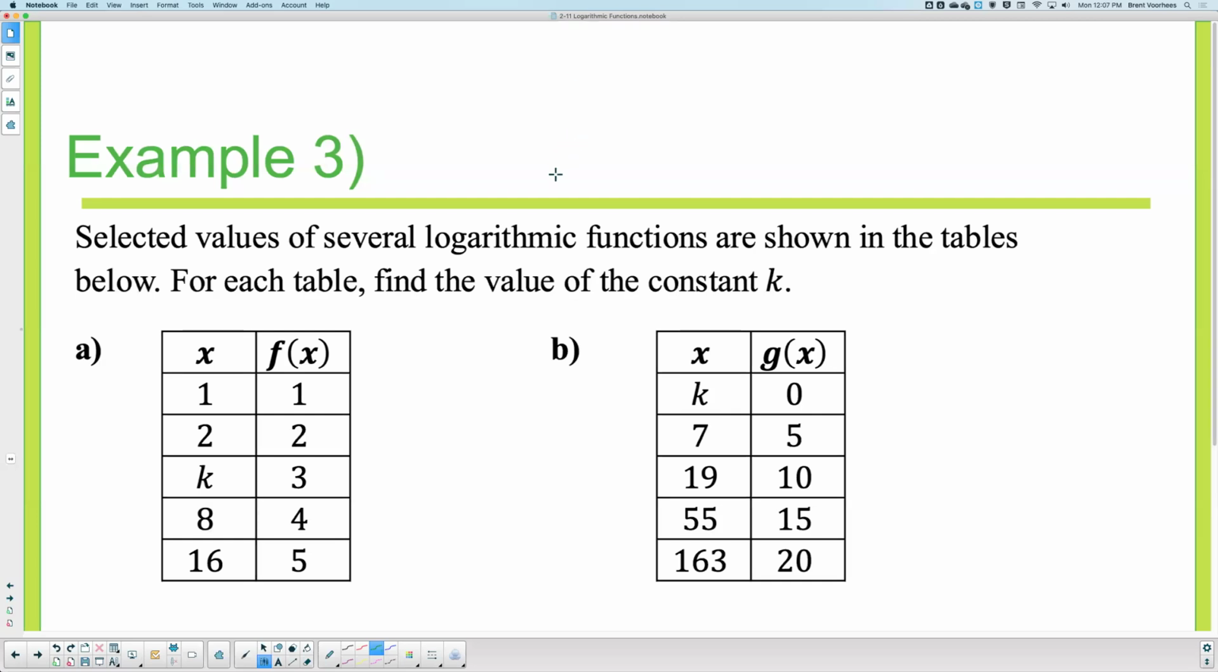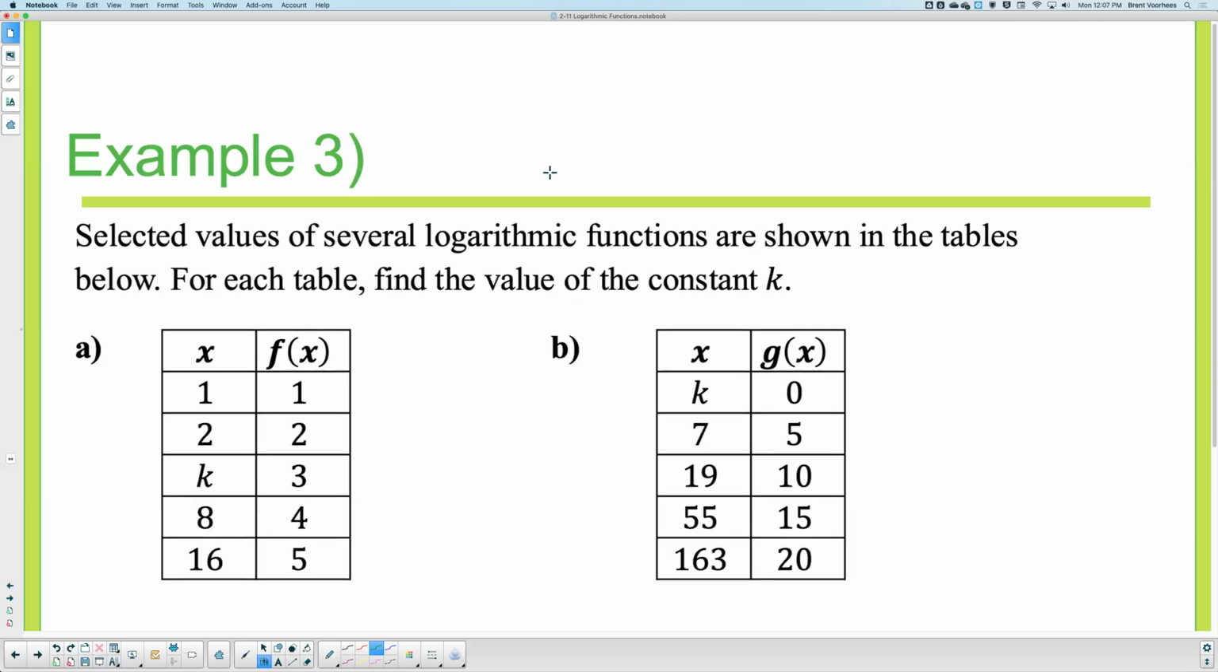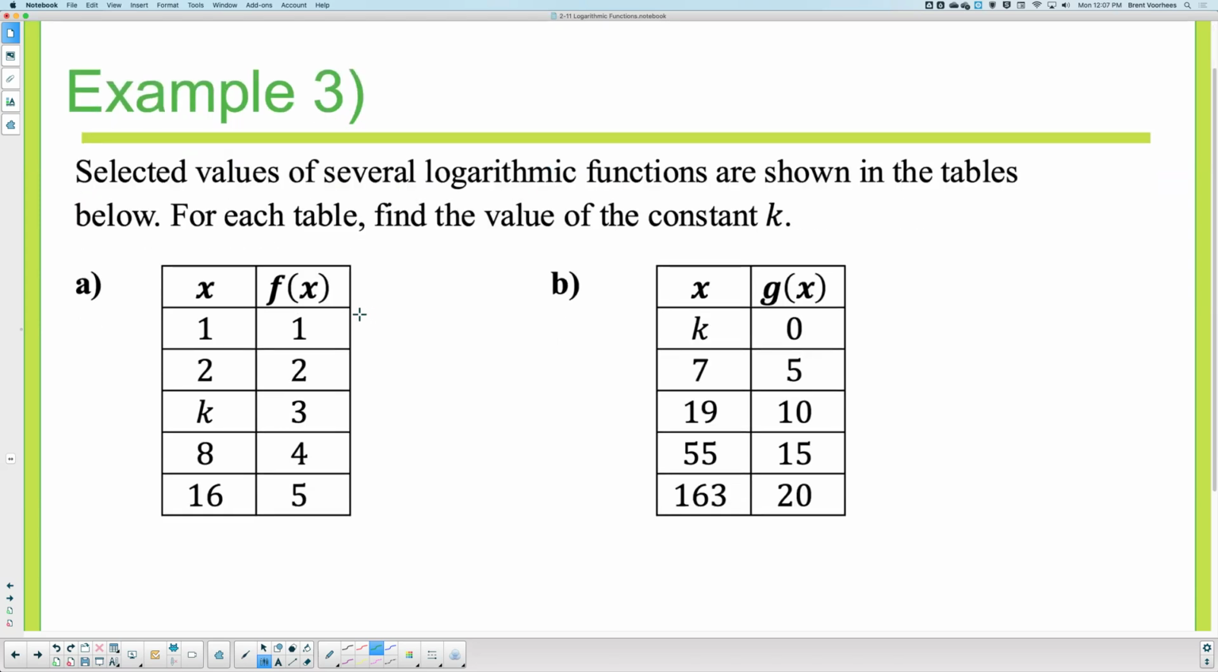Now we're going to take a look at example 3 here, and we're going to look at some tables. So we saw some tables in previous classes. Do you remember, if a function is a logarithmic function, what that meant about the table, how it was going to be laid out? X's would be proportional or geometric, and the Y's? Arithmetic, or equal length adding, yeah.